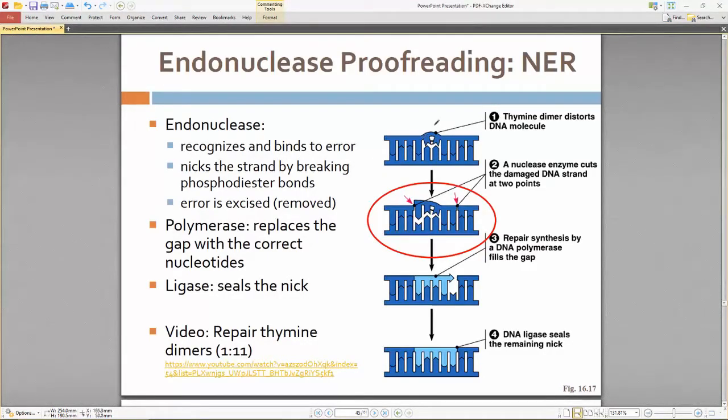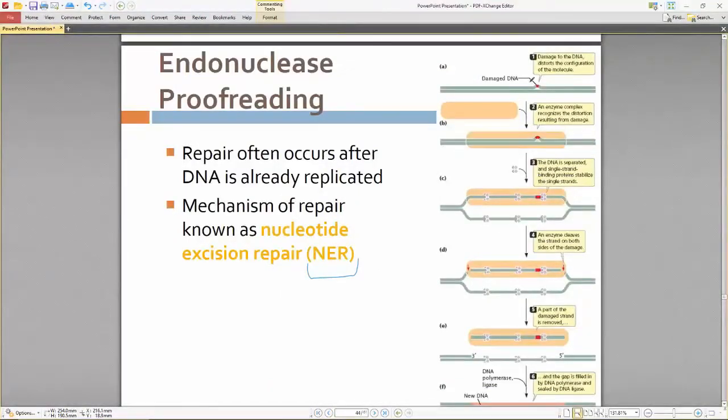Right. So how does NER work? An endonuclease can recognize and bind to errors in DNA. What it does is it nicks the strand by breaking phosphodiester bonds before and after the error, and then it can excise this section of the DNA. And remember, this is just one strand though. It's not excising both strands, right? It's just one strand over here, and it pulls it out. And then a polymerase will come by and replace the gap with the correct nucleotides, and then a ligase will come, and it will seal the nick over here.